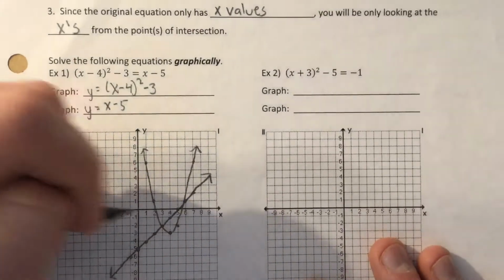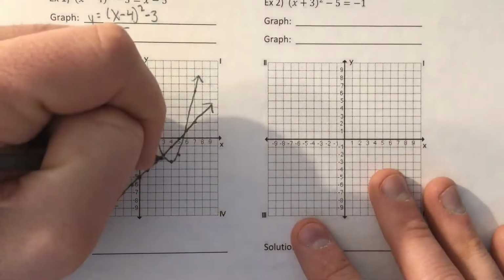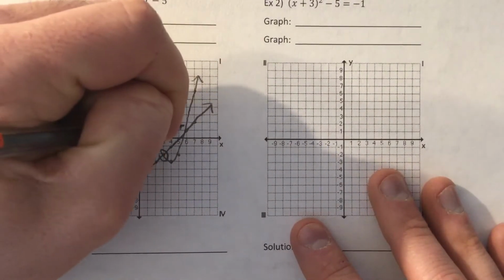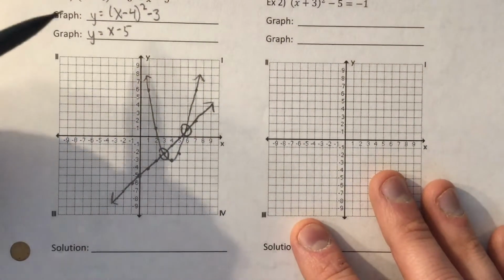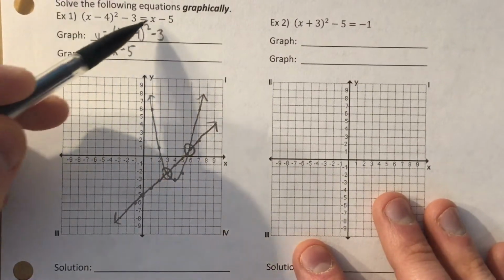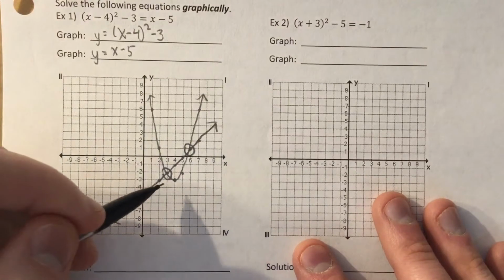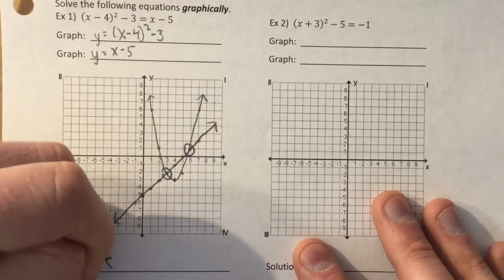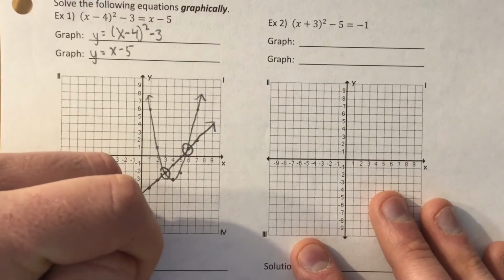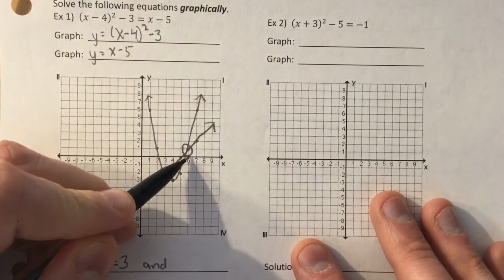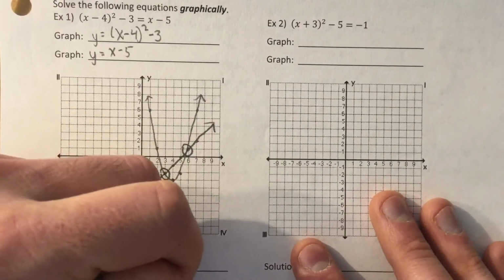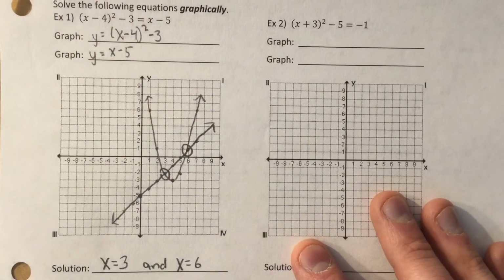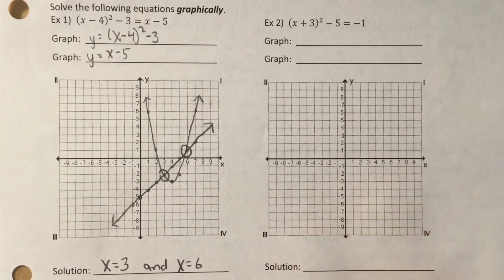So here are my intersection points here. And since my original problem only had x's in it, I'm only using the x's for this intersection. So this intersection point has an x value of 3. So one answer is x equals 3. My other answer would be x equals 6. And I just solved that graphically.